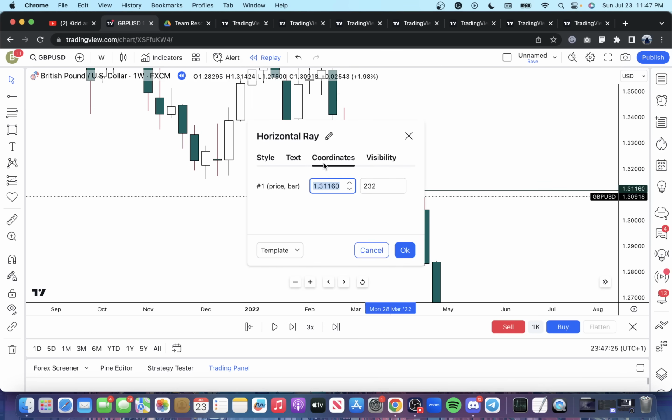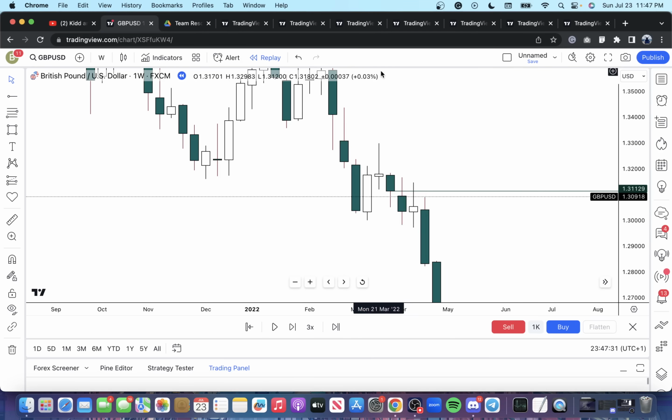So we're going to use 1.31129 as the premium high of our inefficiency. And usually what I like to do is make weekly levels red, a very deep dark red. Weekly, monthly levels, I like to make them that color scheme.